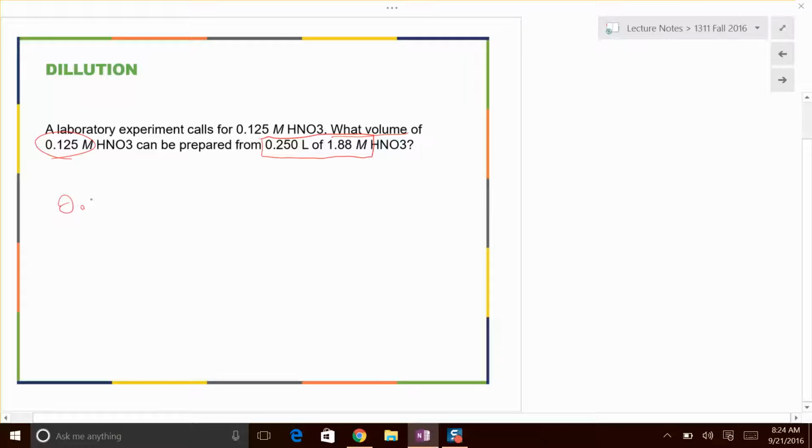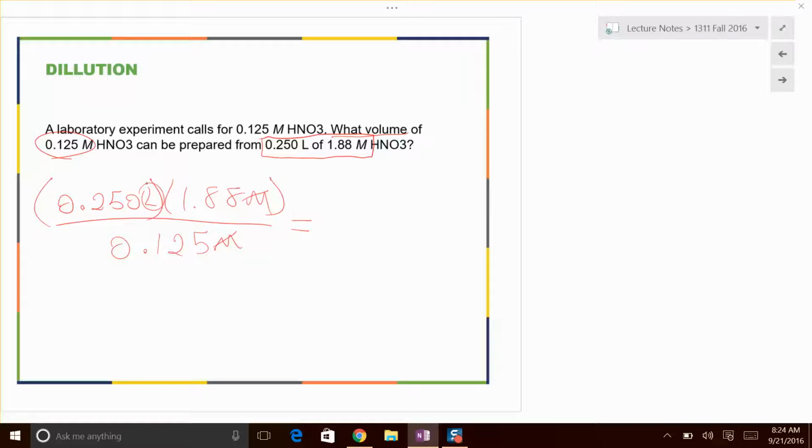So 0.250 liters times 1.88 molar divided by 0.125 molar. Molarities cancel. I'm left with liters, which is what I want. And what is it? 3.76, liters. Liters is what I need. Okay, so find your pair, divide by the other thing. That's going to solve for that missing item, whatever you're looking for.